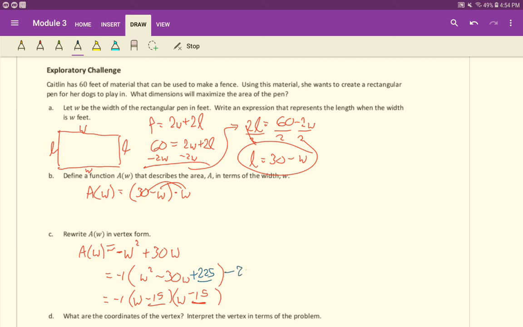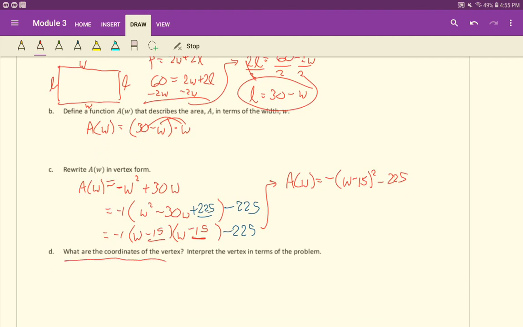So we also will subtract a 225 as well to balance out the equation, so that way we're really just adding 0. So we still have the -225 right here. Okay, as a result then, we'll have that the area is equal to negative W minus 15 squared minus 225.